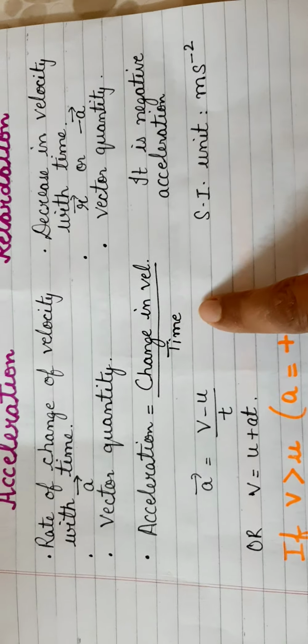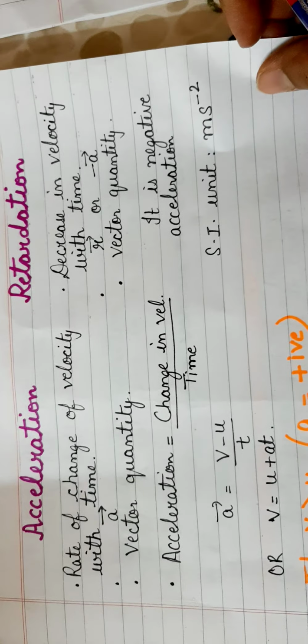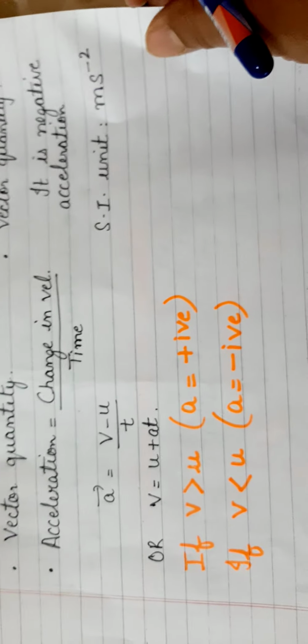And from this formula, a is equal to v minus u over t, if we cross multiply, we get a new formula, v is equal to u plus at, which is considered to be the first equation of motion. I hope you have understood the basic concept or differentiation between acceleration and retardation. Now let us look at the different types of acceleration.